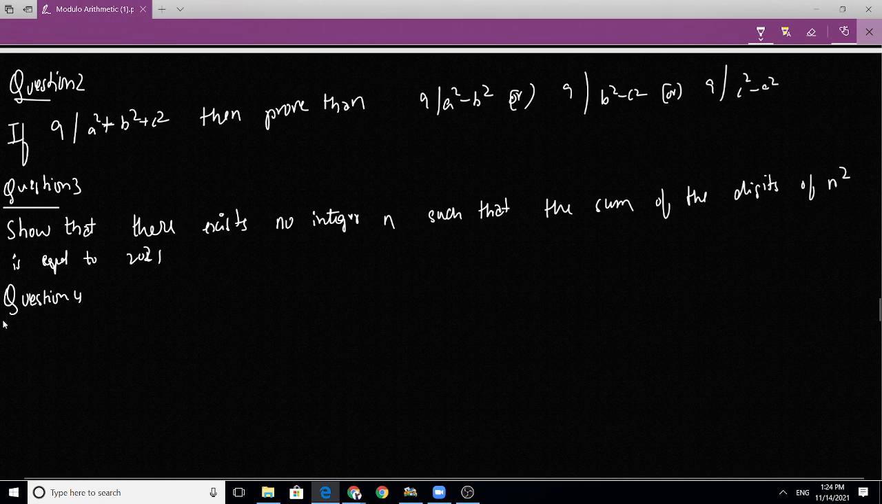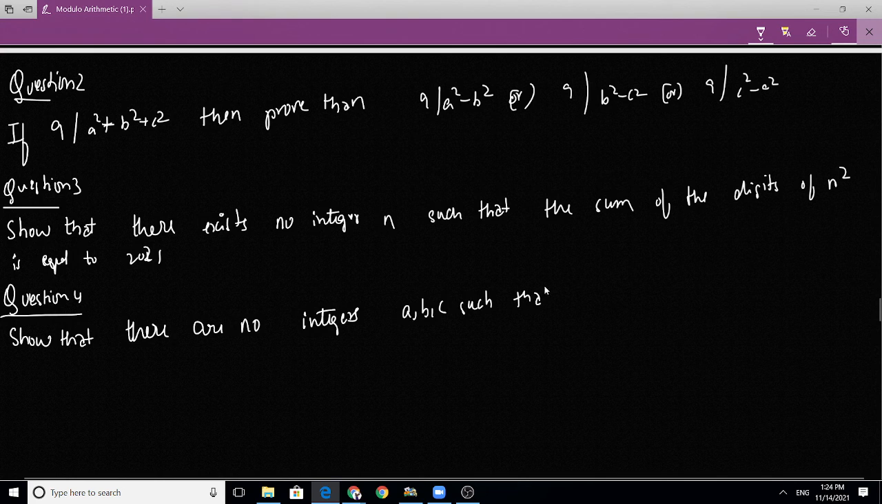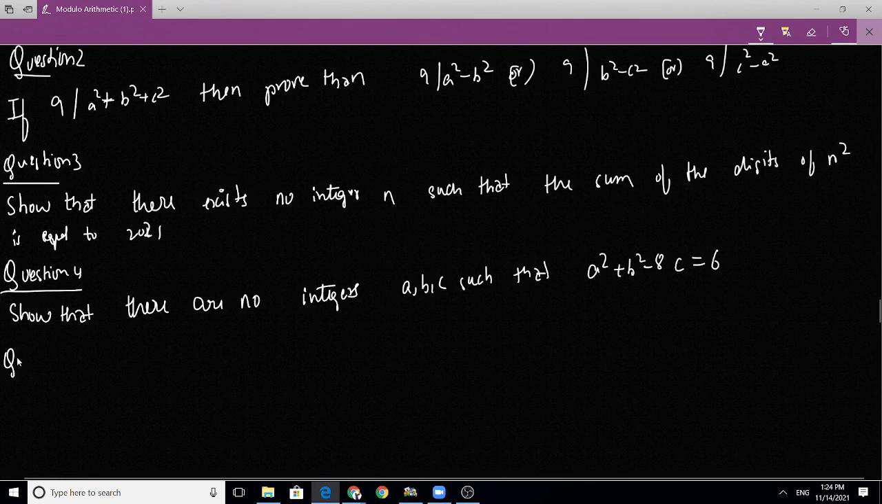Question 4. Show that there are no integers a, b, c such that a square plus b square minus ac equals 6. And at the end, the question number 5.